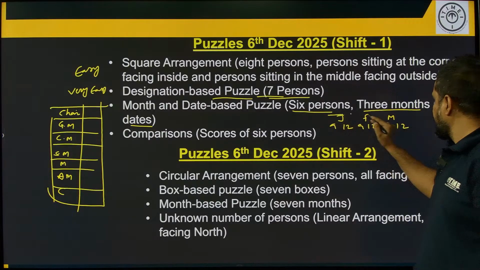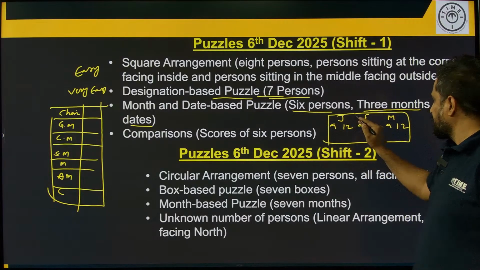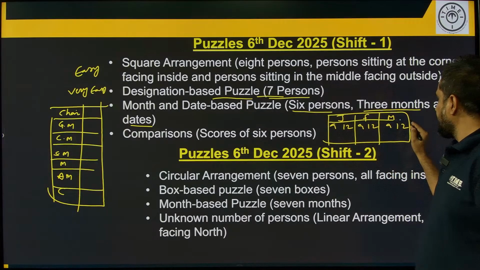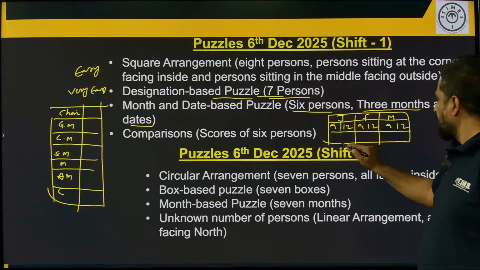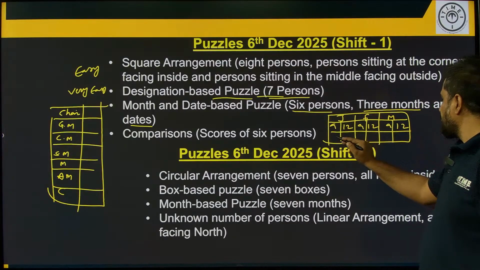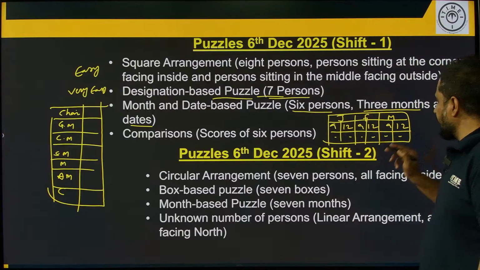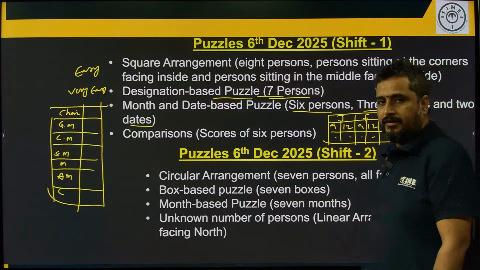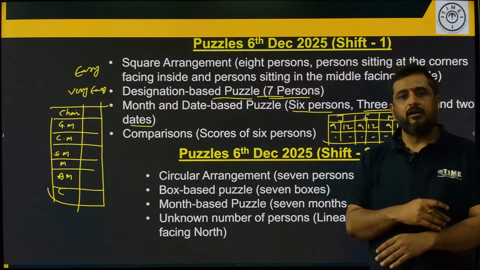Now, fix the structure. So this we are going to freeze. Jan, Feb, March, we are going to freeze along with the dates. Then you can distribute the persons, the 6 people. Then the set will become very easy. So before going to the exam, that is all you should know.